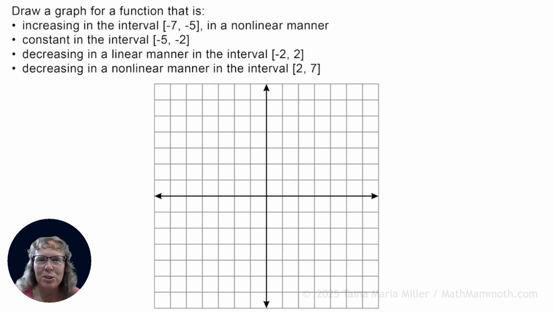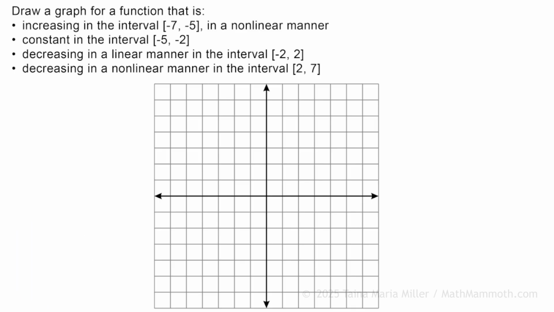Alright, now our task is to draw a function that fits this description. First of all, it is increasing in the interval from -7 to -5 in a nonlinear manner. It's my -7 and the -5. In this portion, it is increasing in a nonlinear manner. So let's say it starts here. Goes like that. Then it says it's constant in the interval from -5 to -2. For 3 units, it is constant.